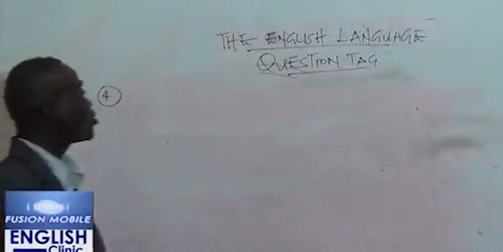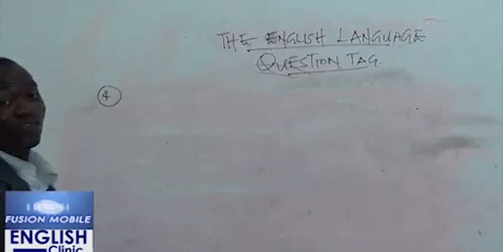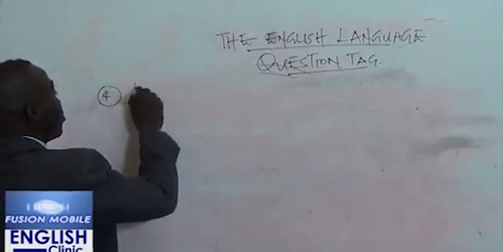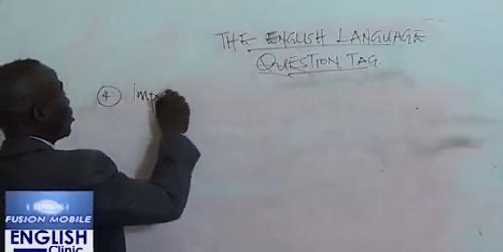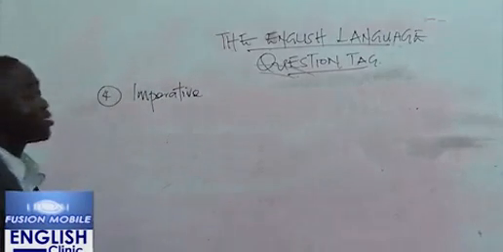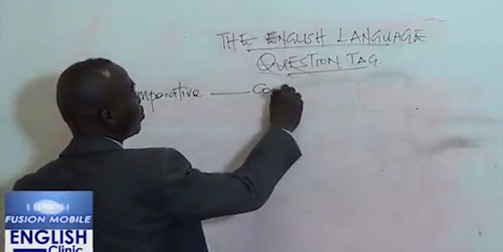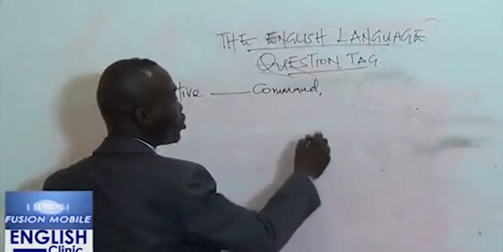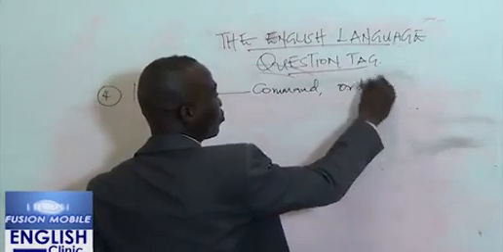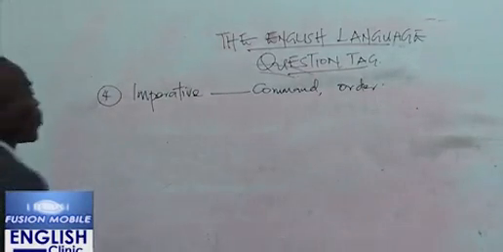Now, we are going to talk about rule number 4. Rule number 4 has to do with imperatives. Now, what is an imperative statement? An imperative statement is a statement that is used to express a command, that is, to issue an order. Now, examples of imperative include the following.